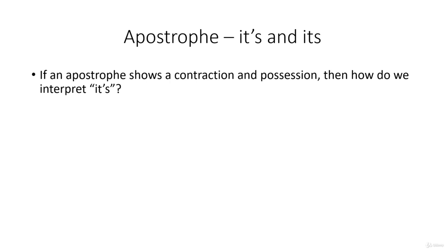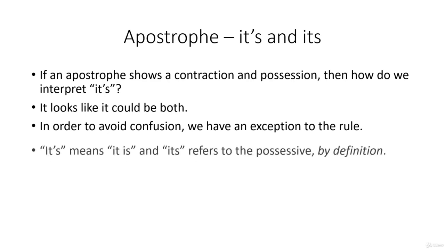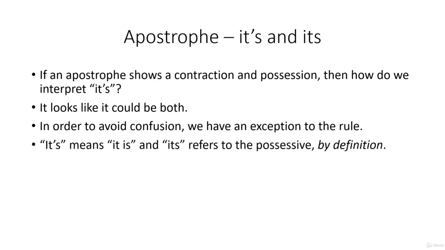Now we need to look at it's and its, because if an apostrophe shows a contraction and possession, then how do we interpret its or it apostrophe S? It could be both. In order to avoid confusion, we have an exception to our rule. So it's with an apostrophe means it is, and its without an apostrophe refers to possessive nature by definition.